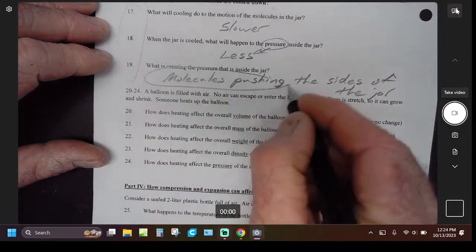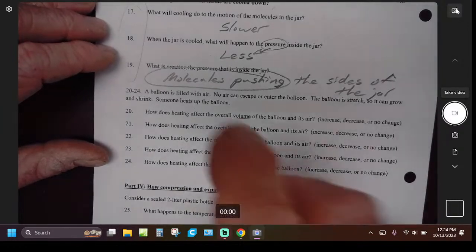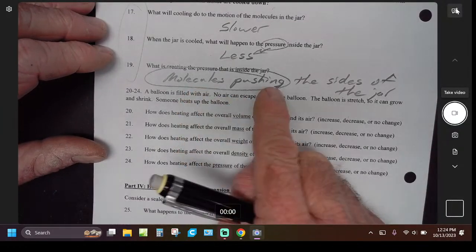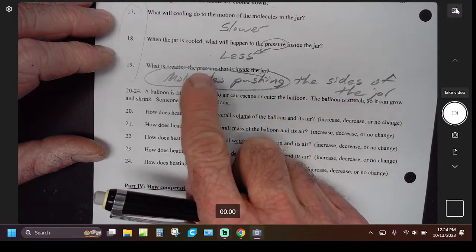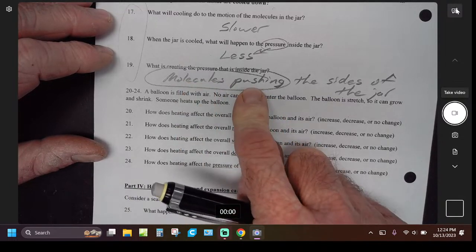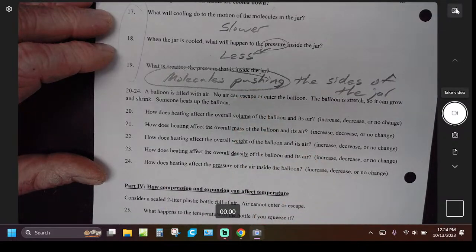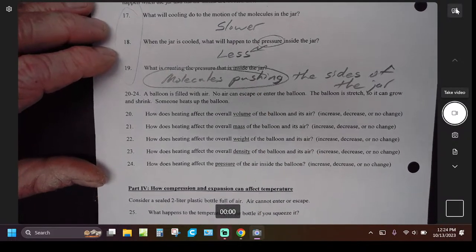But you could just have this. It's the molecules pushing. If you just said molecules, no. If you just said pushing and you didn't say what was pushing, no. I wouldn't give you anything for just molecules. I might give you half a point for pushing. But we don't really know if it's a person pushing or what.